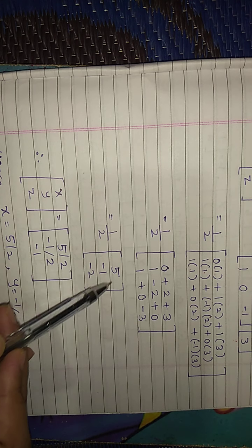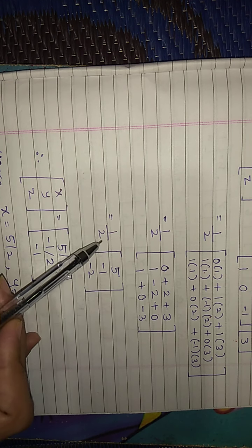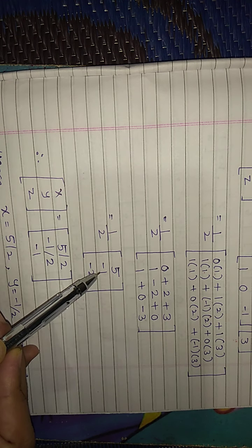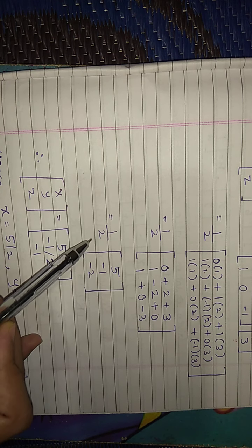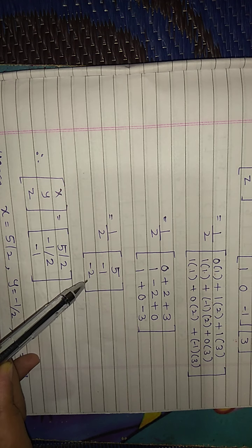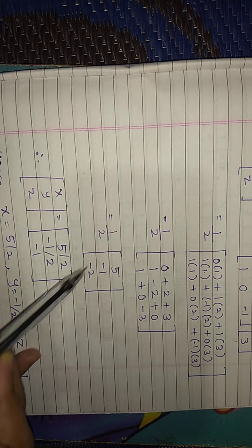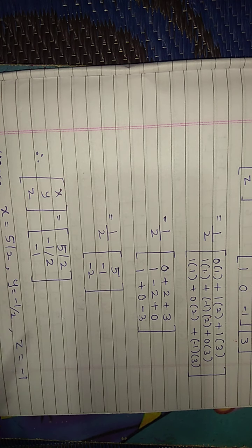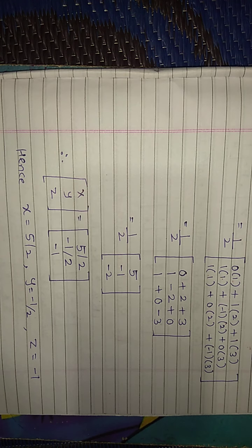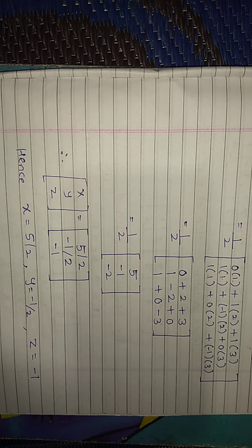So 5 into 1 upon 2, 5 by 2. 1 upon 2 into minus 1, minus 1 upon 2. 1 upon 2 into minus 2, 2 get cancelled, remains minus 1. Hence the value of x is equal to 5 upon 2, y is equal to minus 1 upon 2, z is equal to minus 1. So completed this sum. Now we see the next one.